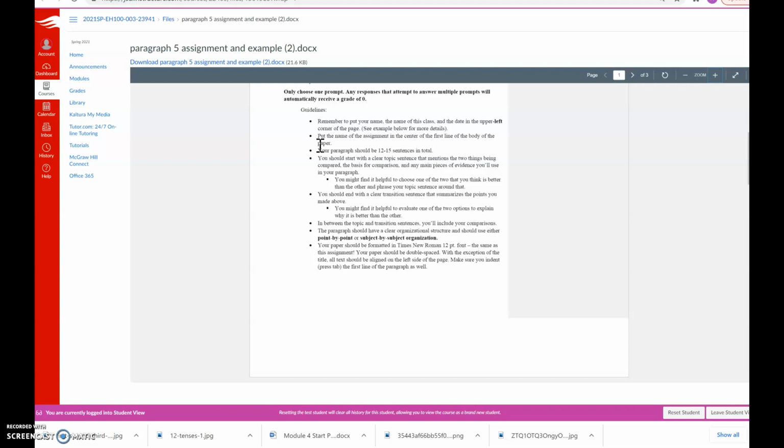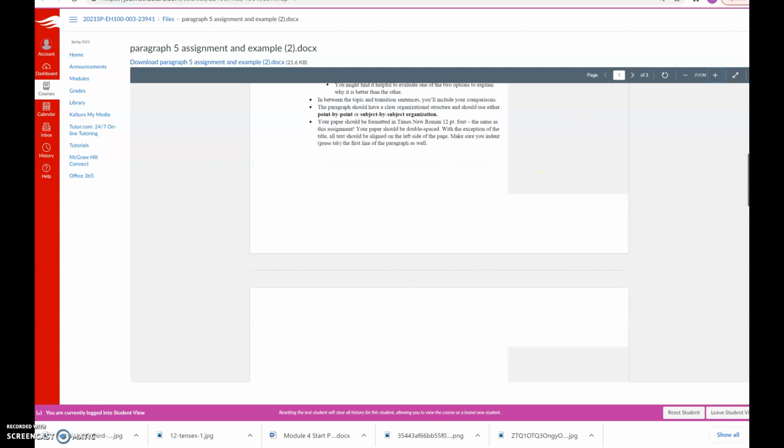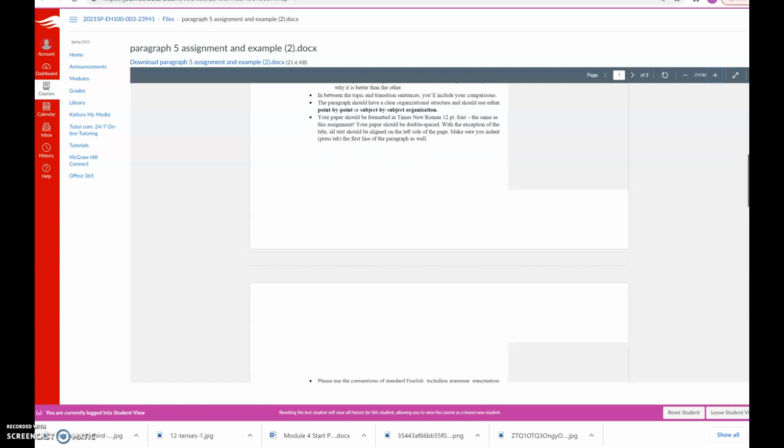The paragraph should have a clear organizational structure and should either use point-by-point or subject-by-subject comparison. We'll go into a lot of detail on those in the PowerPoints. In high school, you might have done similarities in one paragraph and differences in another paragraph. I don't want you to do that here because it is not really all that useful in college writing. It quickly becomes difficult to manage, and you really need to learn how to use one of these two organizational methods. The paper should be formatted in Times New Roman 12-point font, left aligned with just the title centered.